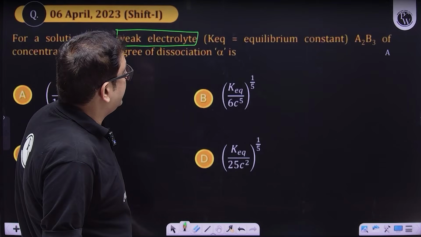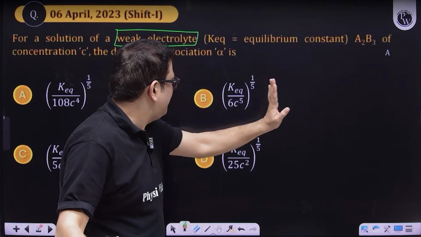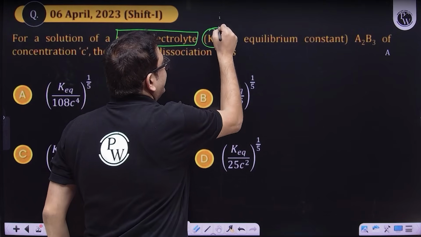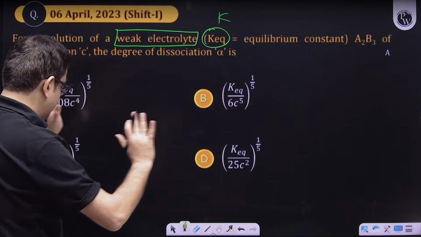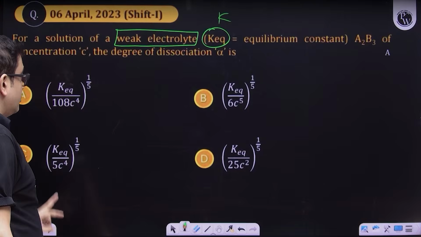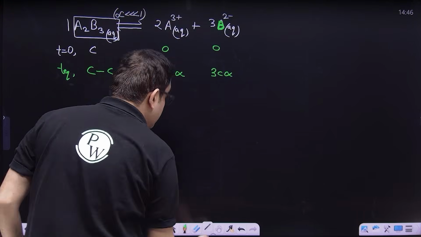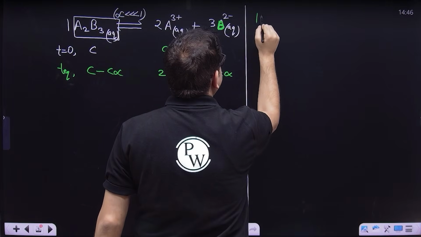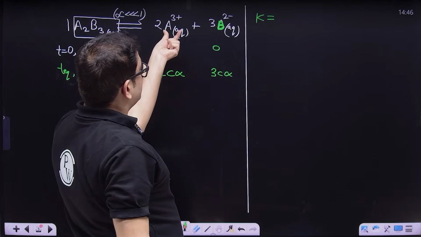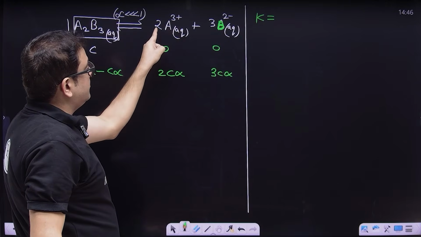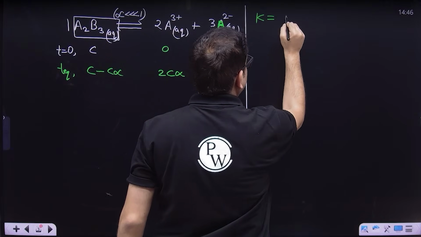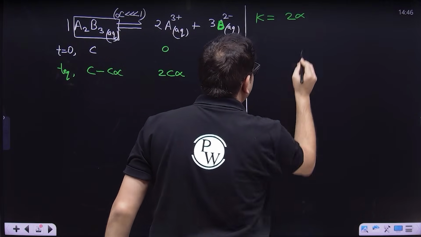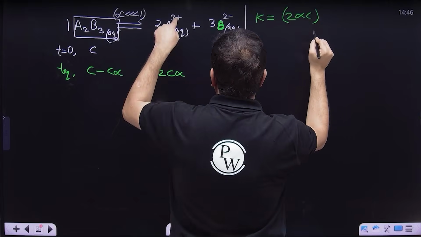We have to take K as K equilibrium. I am just writing it up for this K equilibrium. I'll write it as K for the sake of writing it. Then we can check with the answer. Now let us write K for this reaction. Okay, sir. We will write, sir. What is K? It is the concentration of cation raised to the power 2. I directly use the concentration, which is 2C alpha, raised to the power 2.